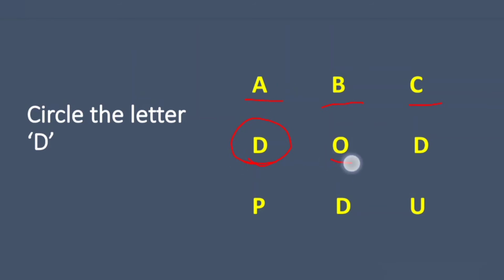The next one is the capital letter D. No. This one? Yes. Circle it. The next one? No. It's not the D. This one? S. Circle it. This one? No.